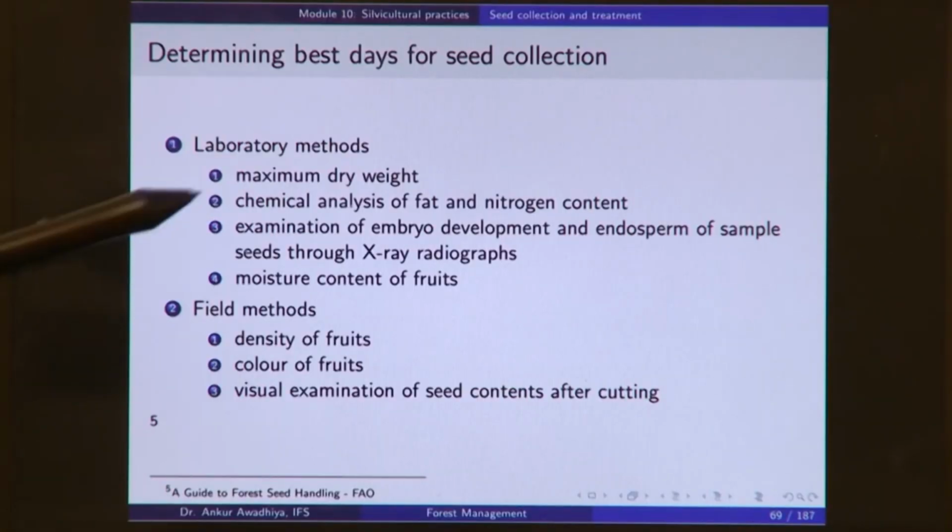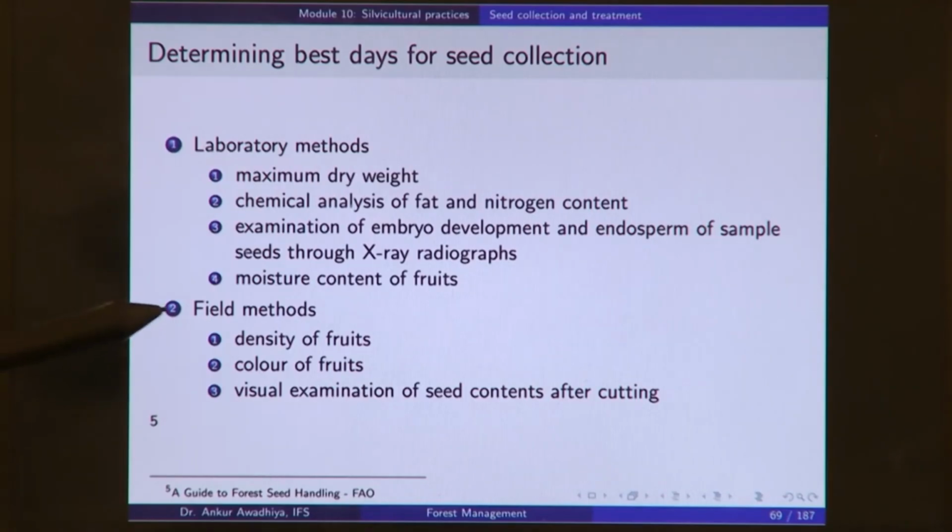Or we can look at the moisture content of fruits. So, we can look at weight, we can look at moisture, we can look at fat and nitrogen content, or we can go with an X-ray radiogram. Now, these are the laboratory methods. Then we also have the field methods. So, in a number of cases the field foresters do not have to resort to the laboratory methods, because you can get a very good idea just by looking at the tree or the fruit itself.